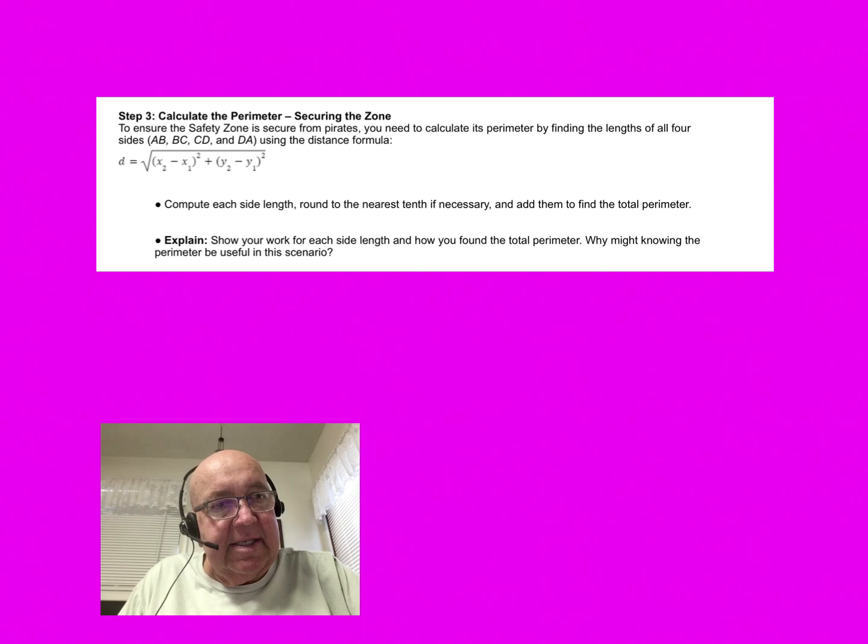So you're going to find the difference between the x values, y values. You're going to square those, add those together, and then find the square root. If you need help finding the square root with the calculator, just let me know and I can show you some tips or shortcuts to do that. You'll want to know why it's important to know the perimeter if you've got a safe zone. So why would you want to know that perimeter? Think about that.